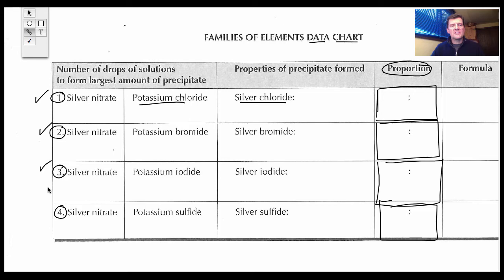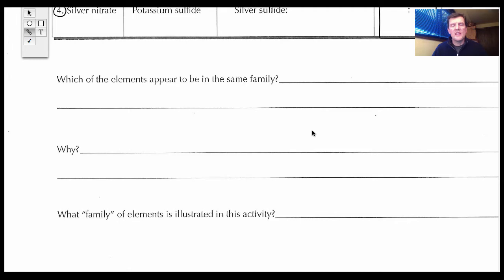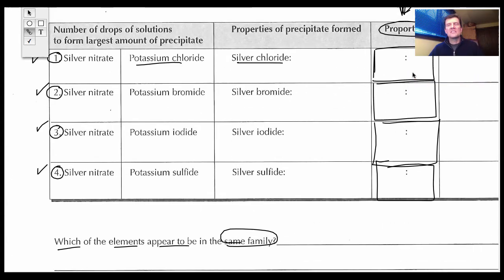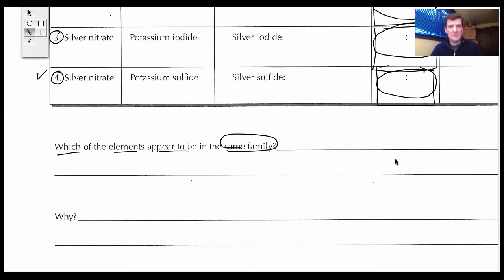Once you have all of this data, and by data I mean these proportions, we're going to fill in the rest of this in a little bit. But once you have these proportions, I'd like you to look at them and try to determine which of them are reacting in a similar manner. And then answer this question in your lab report: which of the elements appear to be in the same family? And try to do it without cheating and looking at the periodic table. Just look at your results. Which ones do you think are going to give you similar results, by looking at the proportions that produce the best cloudy precipitate and the same type of cloudy precipitate?